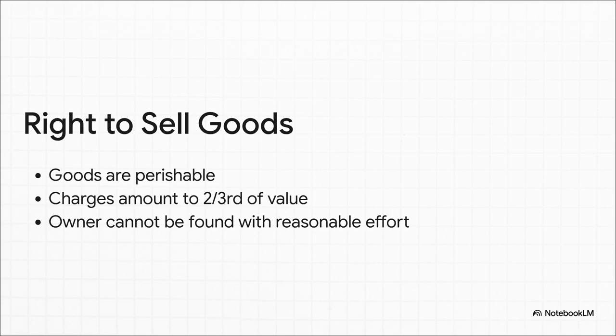If the goods are tomatoes, they are perishable. You must sell them. If the cost of feeding that lost cow we talked about has now reached 2/3 of the cow's actual market value, you may sell the cow. If you've advertised and searched diligently and the owner simply cannot be found, you may sell. These are strict statutory triggers.